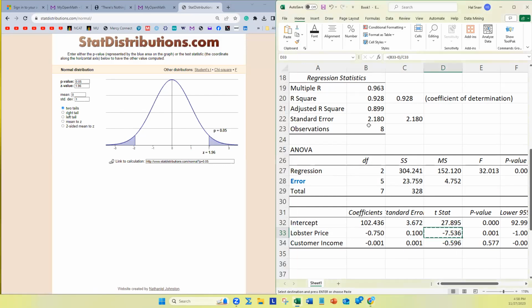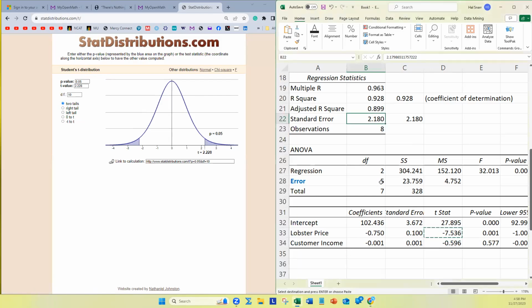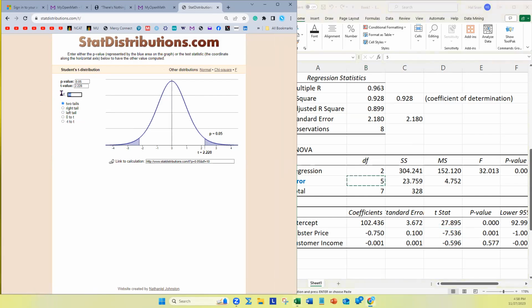Now, this is the estimated standard error. Because we're using an estimate of the standard error, we have to use a t-distribution. So first thing we've got to do is change this to a t-distribution up here. We want Student's t distribution, right? The degrees of freedom are going to be this 5 right there. Degrees of freedom will be 5.